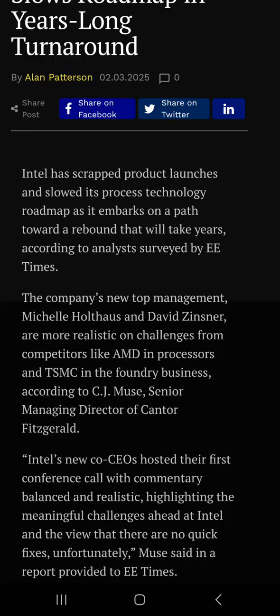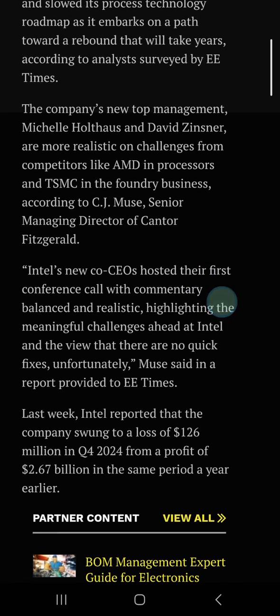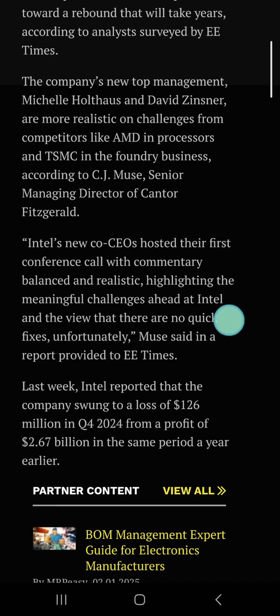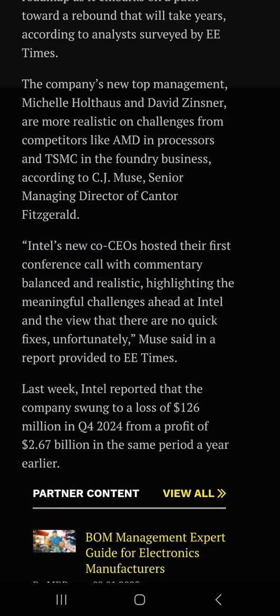Muth, Senior Managing Director of Cantor Fitzgerald. Intel's new co-CEOs hosted their first conference call with commentary balanced and realistic, highlighting the meaningful challenges ahead at Intel, and the view that there are no quick fixes, unfortunately, Muth said in a report provided to EE Times.